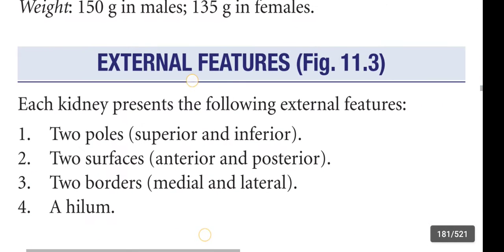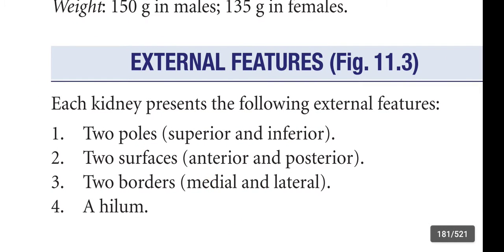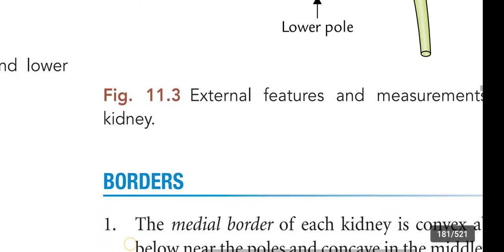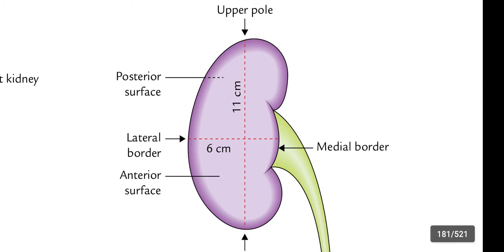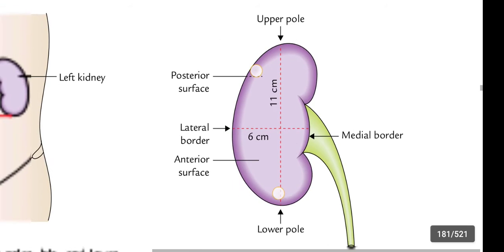Each kidney presents the following external features: two poles, superior and inferior; two surfaces, anterior and posterior; two borders, medial and lateral; and a hilum is present in each kidney. Okay, see the figure. This figure shows the external features as well as dimensions of the kidney.